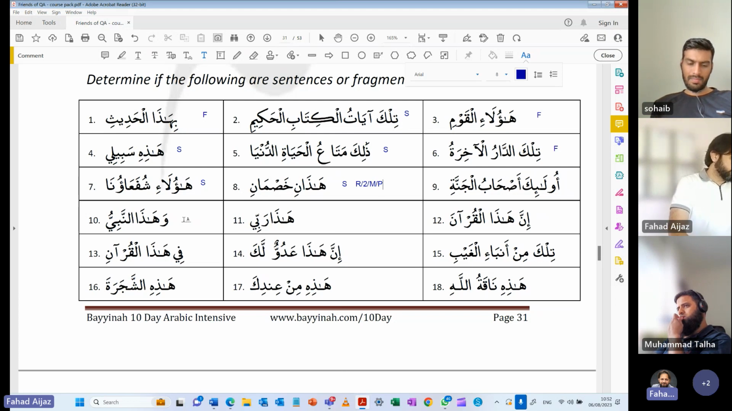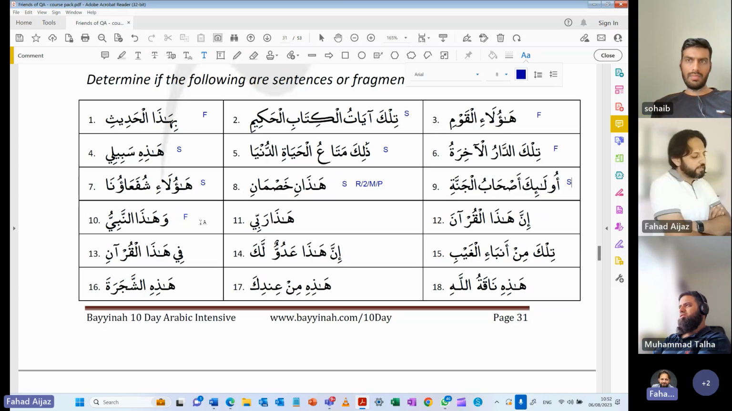Wa haza an-nabi is a fragment. This was a sentence, right? Wa is a harf of jar? No, I think wa is a connector meaning "and". I understand how you are looking at it. Look, this snippet is taken out of context and put in the exercise, right?